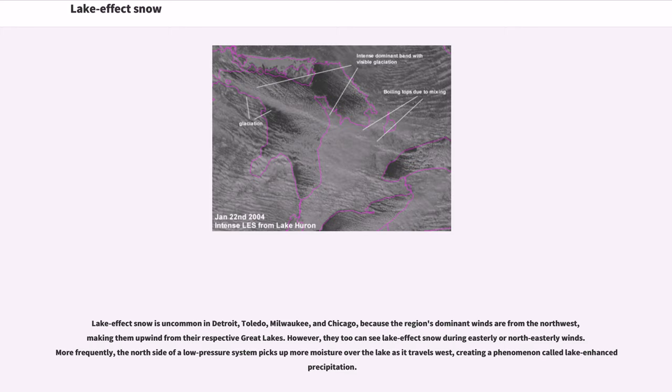Lake effect snow is uncommon in Detroit, Toledo, Milwaukee, and Chicago, because the region's dominant winds are from the northwest, making them upwind from their respective Great Lakes. However, they too can see lake effect snow during easterly or northeasterly winds. More frequently, the north side of a low-pressure system picks up more moisture over the lake as it travels west, creating a phenomenon called lake-enhanced precipitation.